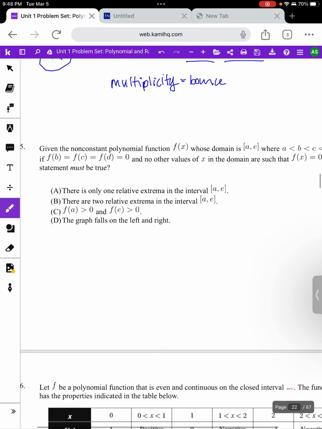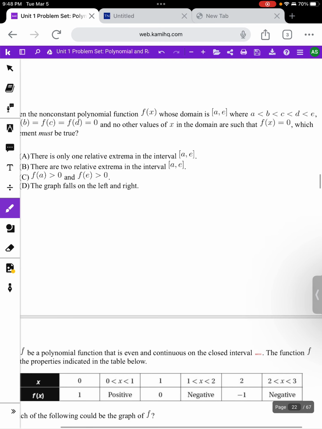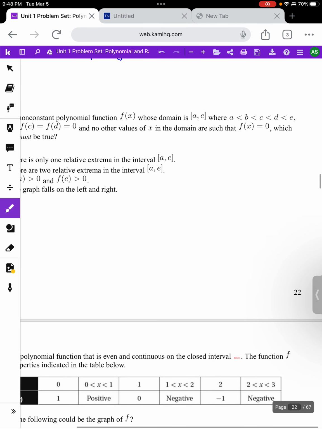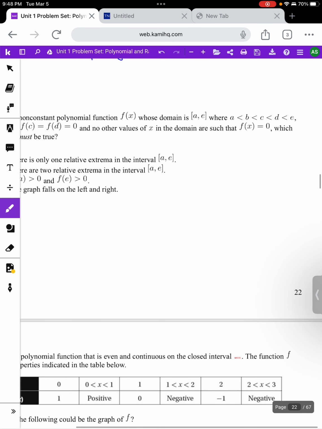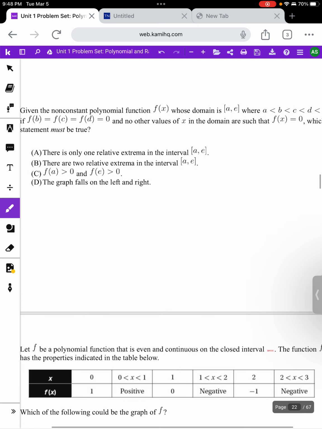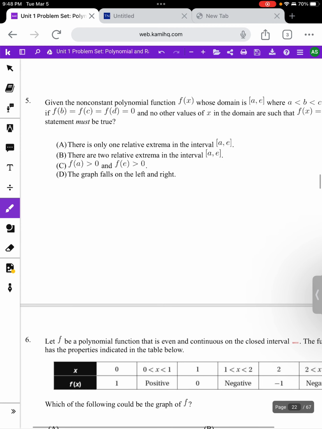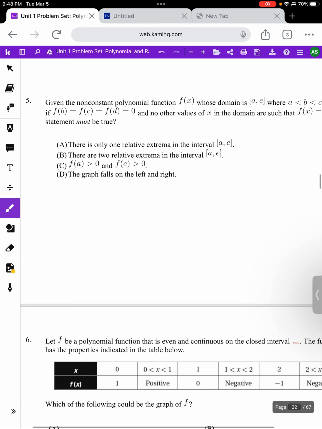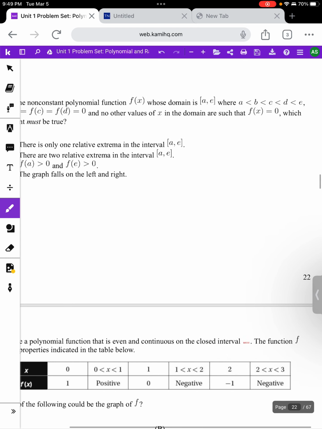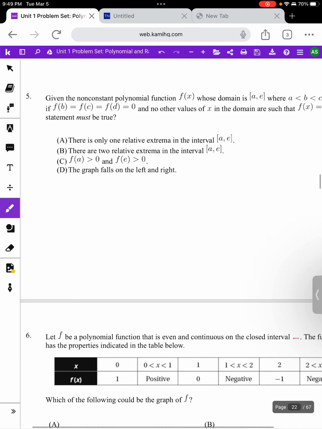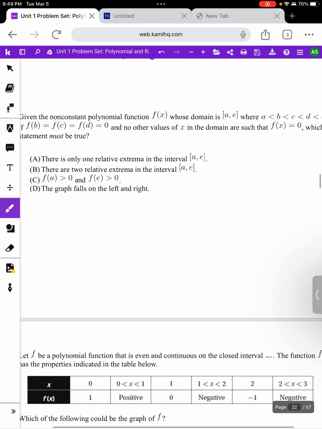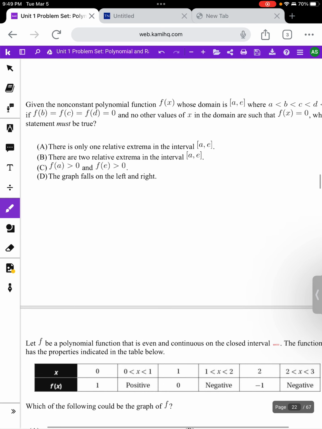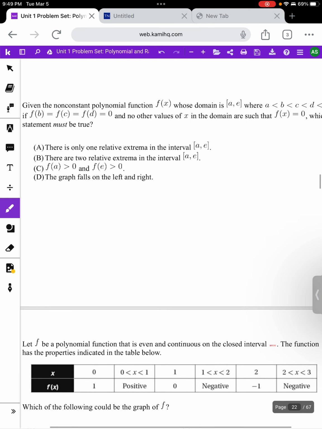Given a non-constant polynomial function whose domain is a to e, where a is less than b, which is less than c, which is less than d. Oh, good God. If f of b equals f of c equals f of d equals 0, and no other values of x in the domain are such that f of x equals 0, which statement must be true? Okay, so if you haven't given up already and you're still paying attention to this problem, nice job.